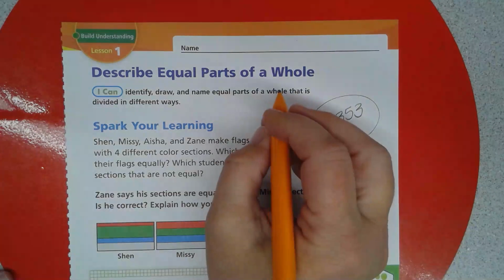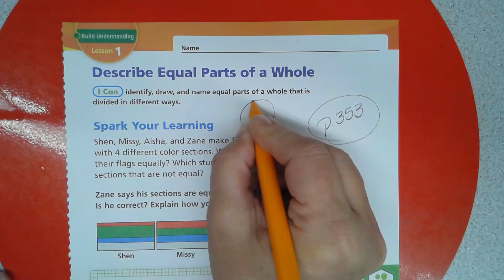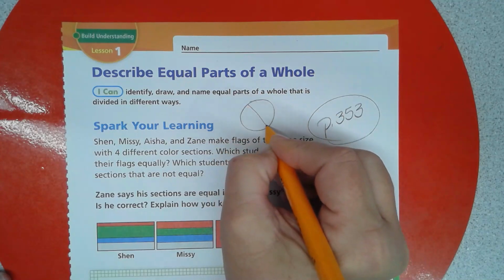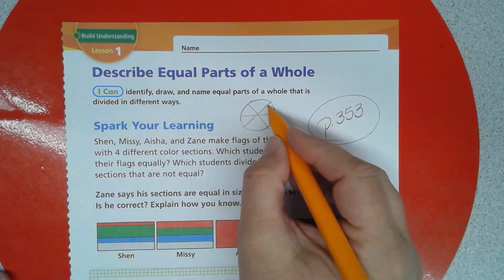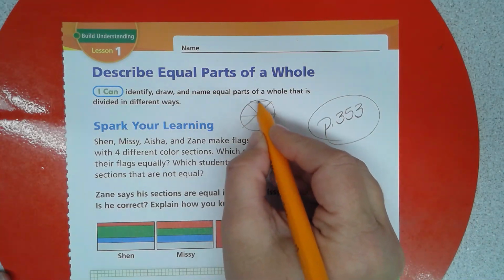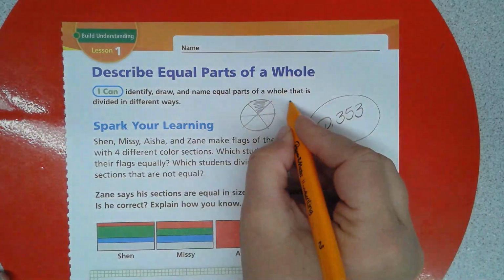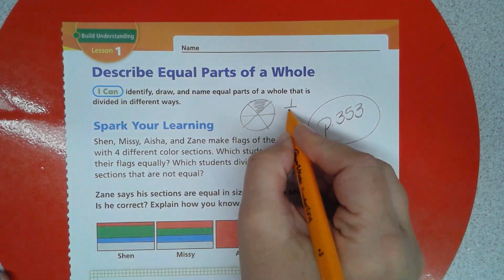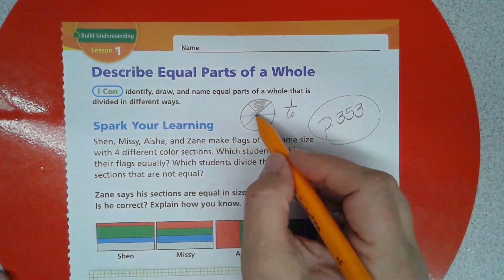If you have a whole of something, say you have a whole pizza, and that pizza is cut into 6 slices, and you ate one of those pieces, that means you ate 1 out of 6 pieces of pizza. So that is a part of a whole.